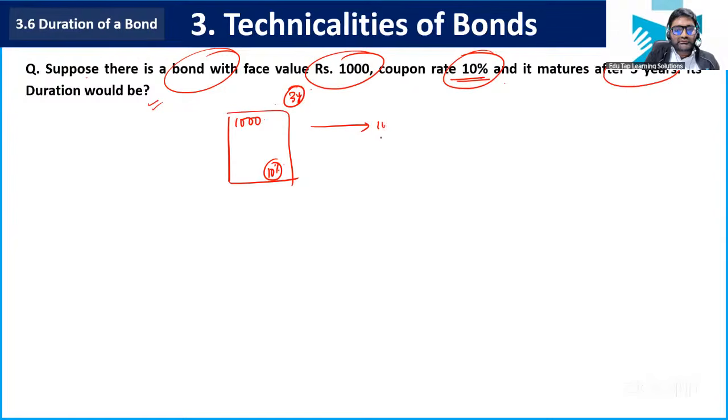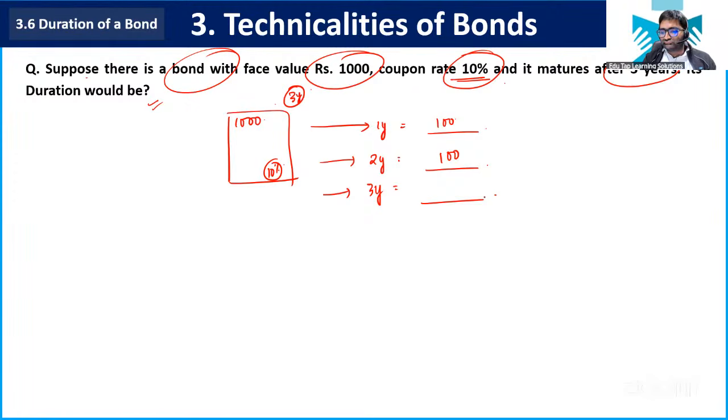at the end of the first year? What will be the cash flow? Can you just tell me very quickly? 100. Good. At the end of the second year, what will be the cash flow? 100. At the end of the third year, what will be the cash flow? 1100, isn't it? So these are the cash flows that we are going to get in future. So these are what? Future values. Can I say that?